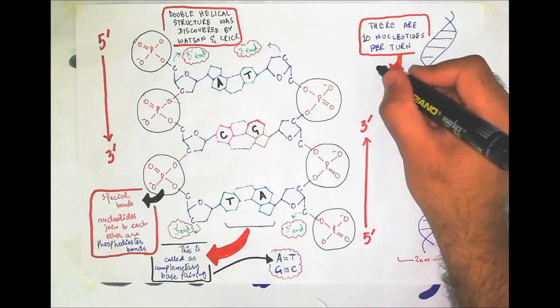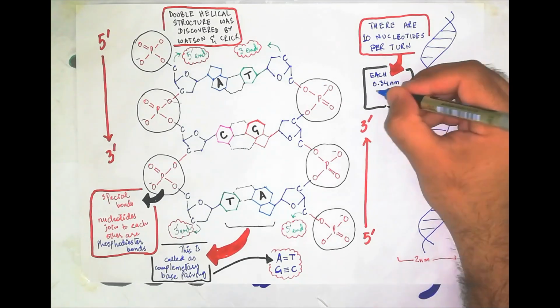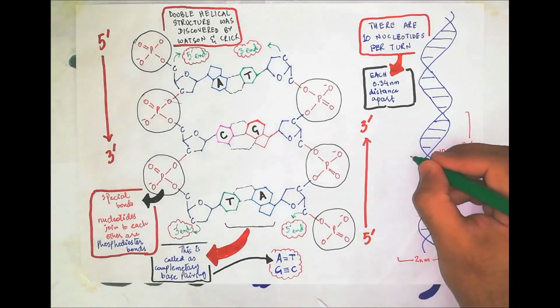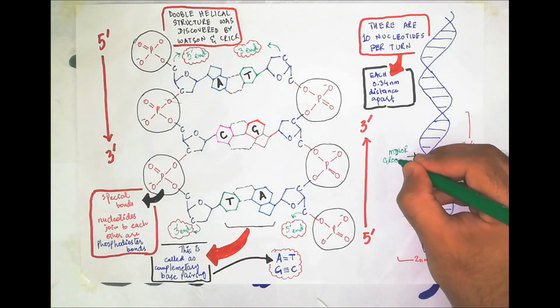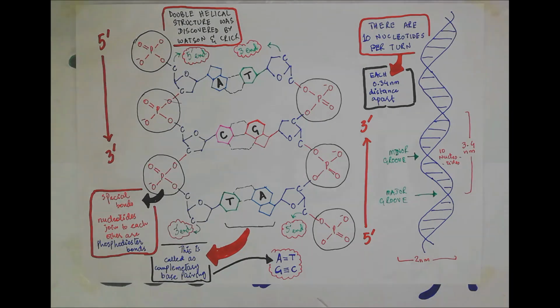The last point will be the grooves here. You can clearly see a smaller and a bigger groove. The smaller one is called the minor and the larger groove is called the major groove. So that was the structure of DNA.